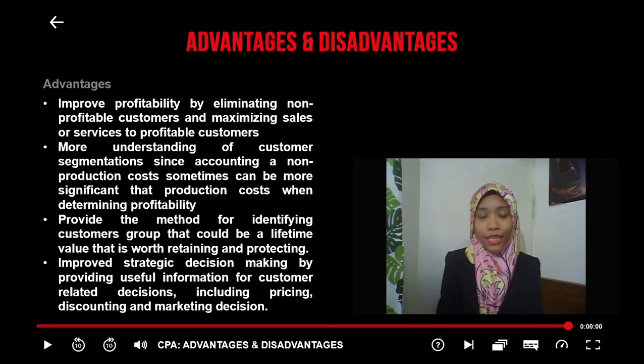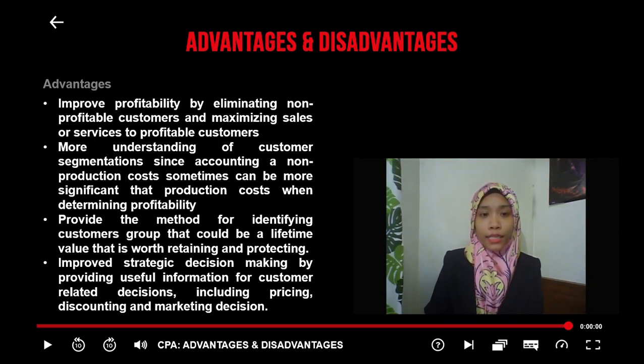Okay, next, let's look into the advantages and disadvantages of CPA. Basically, for the advantages, CPA improves profitability by eliminating non-profitable customers and maximizing sales or services to profitable customers. CPA also gives an understanding of the true cost of each customer segment, including taking into account non-production costs when determining profitability. So basically, non-production costs can sometimes be more significant than production costs.